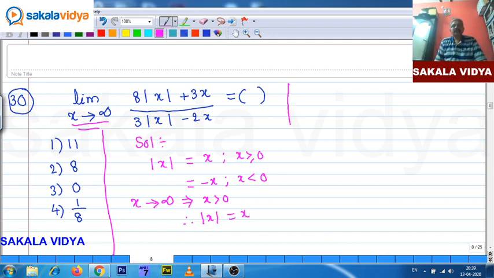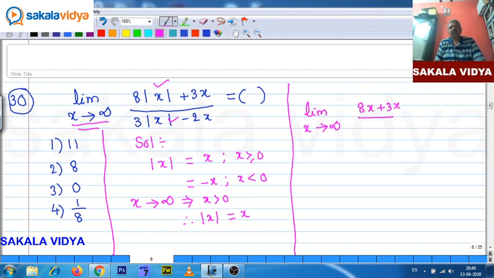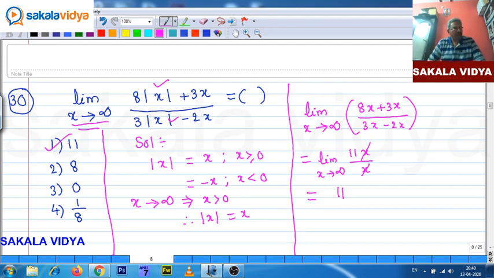Now the problem becomes: limit x approaches infinity, and mod x we can write as x. So (8x + 3x) / (3x - 2x). Let it be simplified now. So this equals 11x by x, limit x approaches infinity, x and x get cancelled. If limit is applied to a constant function, you get the constant only. So 11 is the right answer.